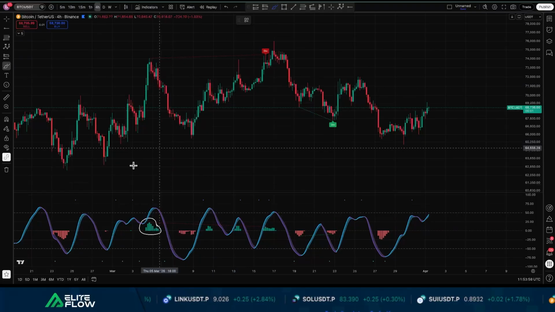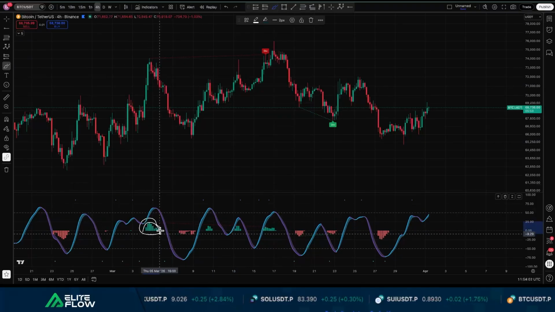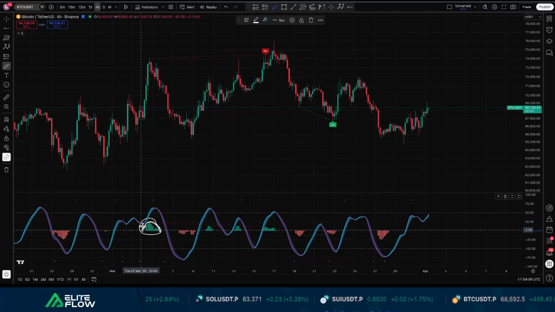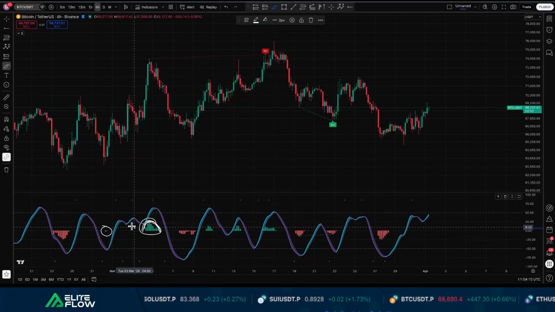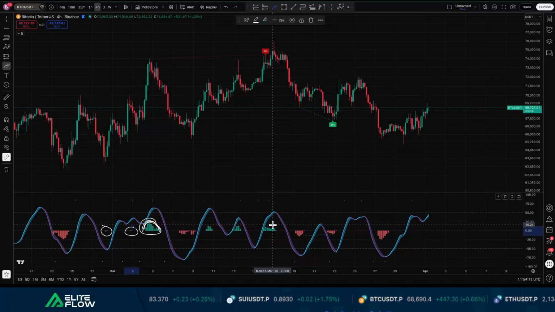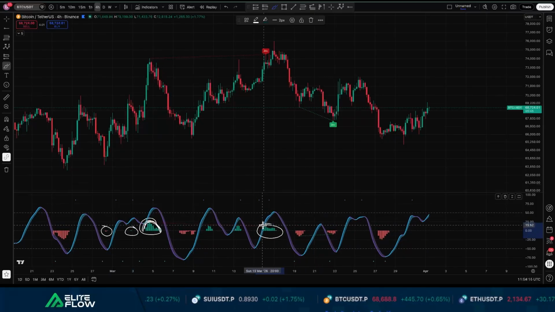So first off, you see there's quite a lot of money flow. This is what we consider medium to big money flow. This is small money flow. This is small money flow. This is small to medium, I would say.